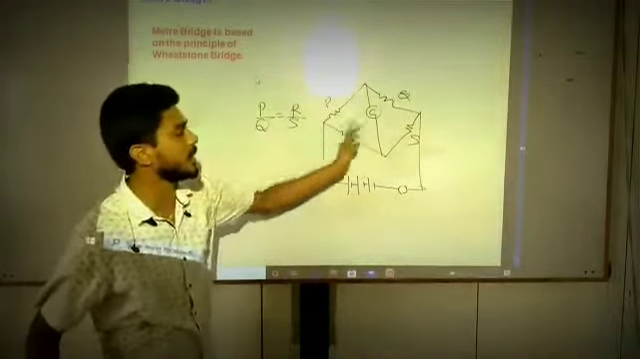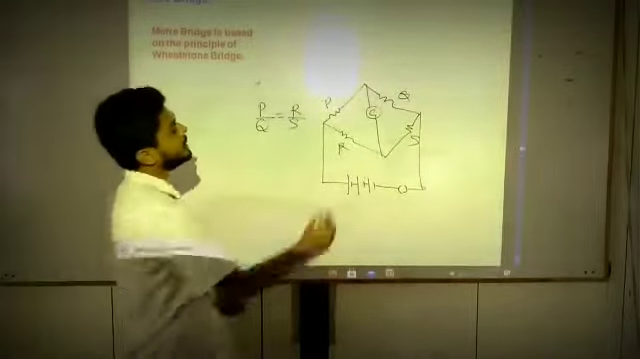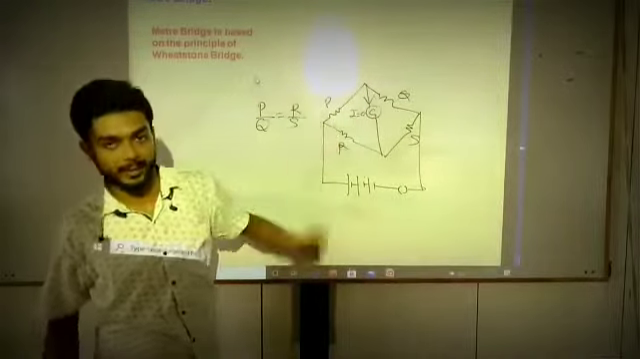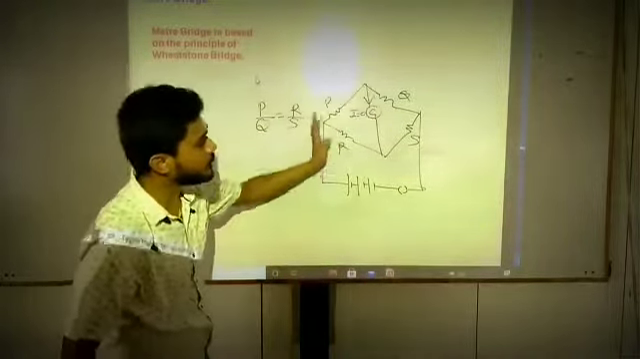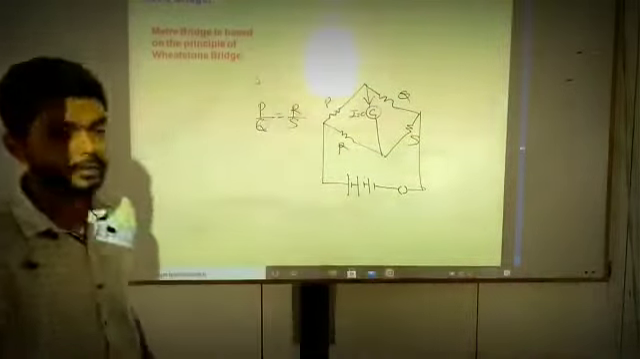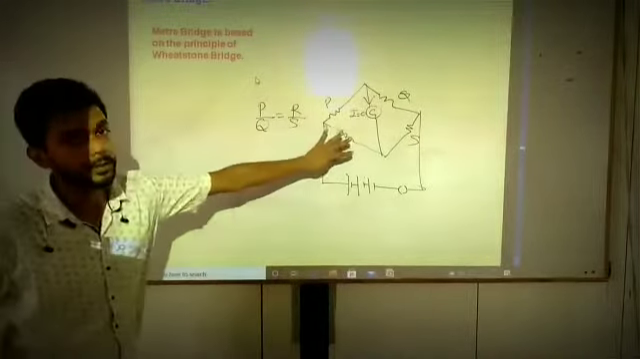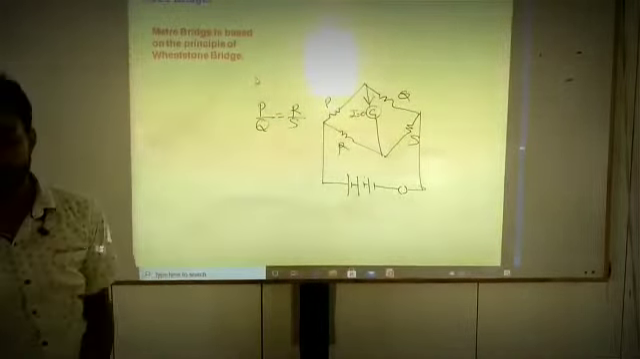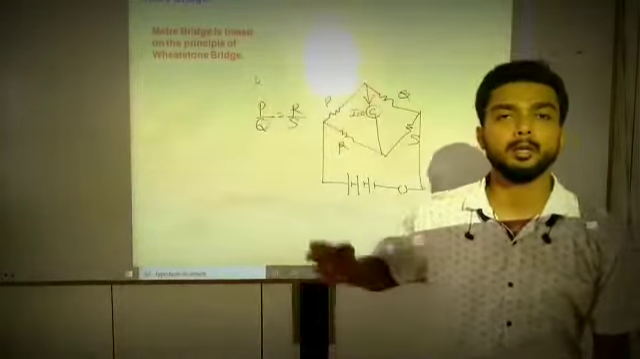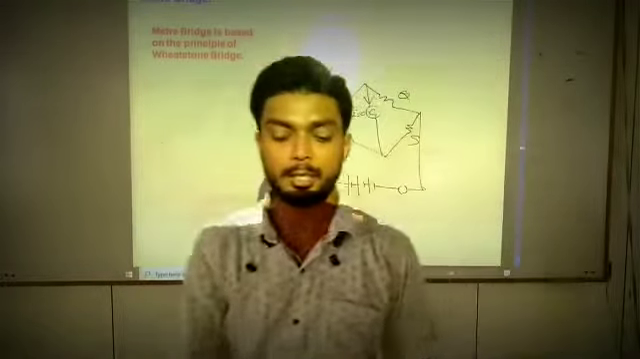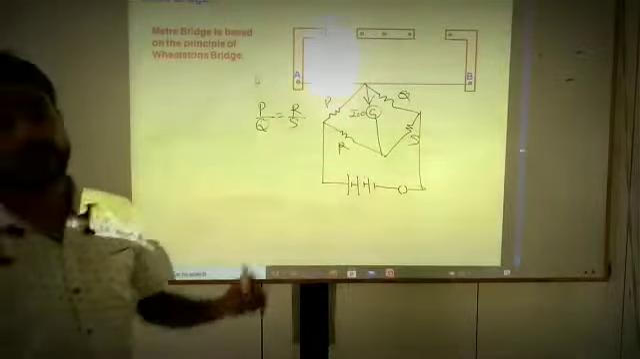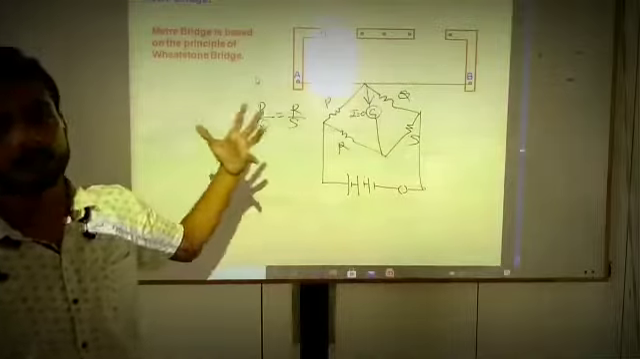If P upon Q is equal to R upon S, then there will be no current in the galvanometer. The galvanometer will show no deflection. Students, on this principle we are going to discuss the meter bridge. This is an instrument by which you can find out unknown resistances. How? Let us see the construction. After this, I will physically show you the meter bridge.